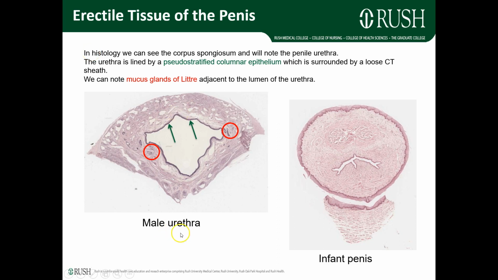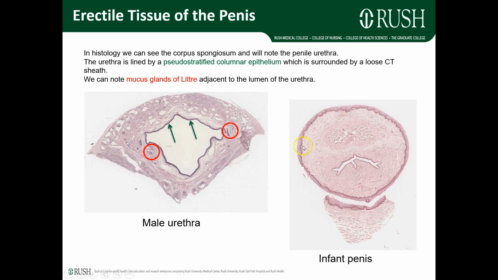So in this section here, where you have a partial section, you're seeing the corpus spongiosum with the urethra within it. Here, for example, it is lined by pseudostratified columnar epithelium, surrounded by loose connective tissue, as well as what we refer to as the glands of Littre, which secrete lubricating stuff into the urethra.